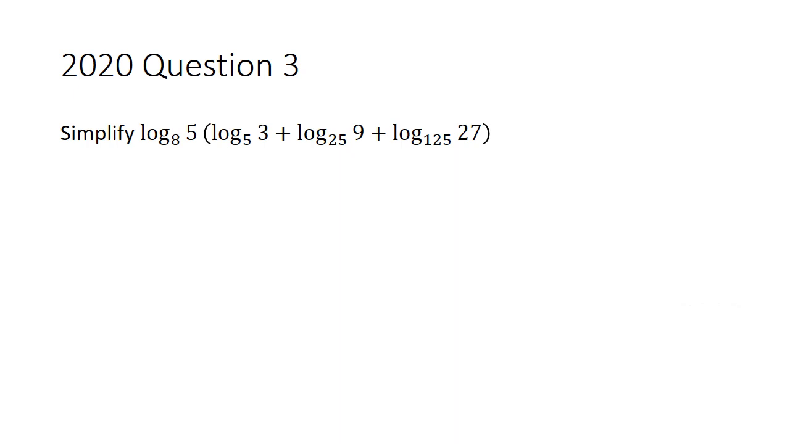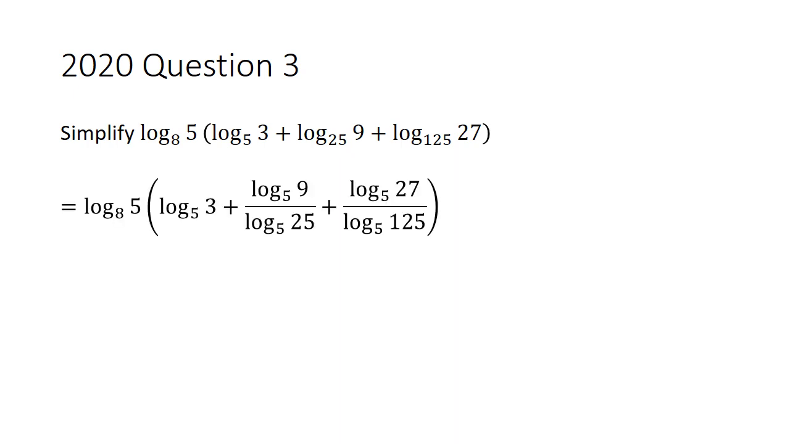So for question 3, this is a logarithm question. We're going to start by first simplifying the terms inside the bracket by changing them all to log base 5 using the change of base formula. So log base 25 of 9 will give us log base 5 of 9 divided by log base 5 of 25. Similarly, for log base 125 of 27, this will give us log base 5 of 27 over log base 5 of 125.